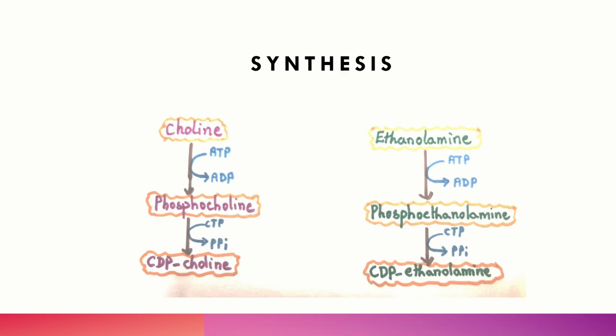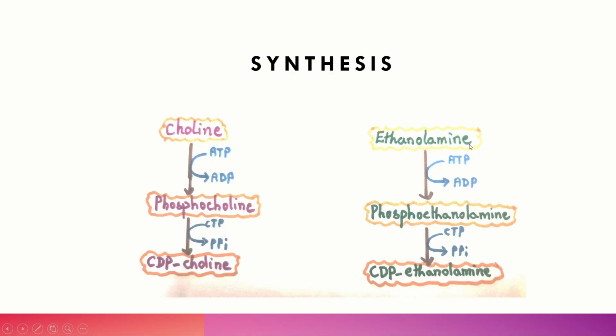Now we will see synthesis of phospholipids. So here you are seeing choline and ethanolamine. These are both important components of phospholipids, with choline being the precursor for phosphatidylcholine, whereas ethanolamine is the precursor for phosphatidylethanolamine. Choline and ethanolamine are major membrane lipids, and the human body obtains them through both dietary intake and endogenous synthesis, which takes place primarily in the liver.